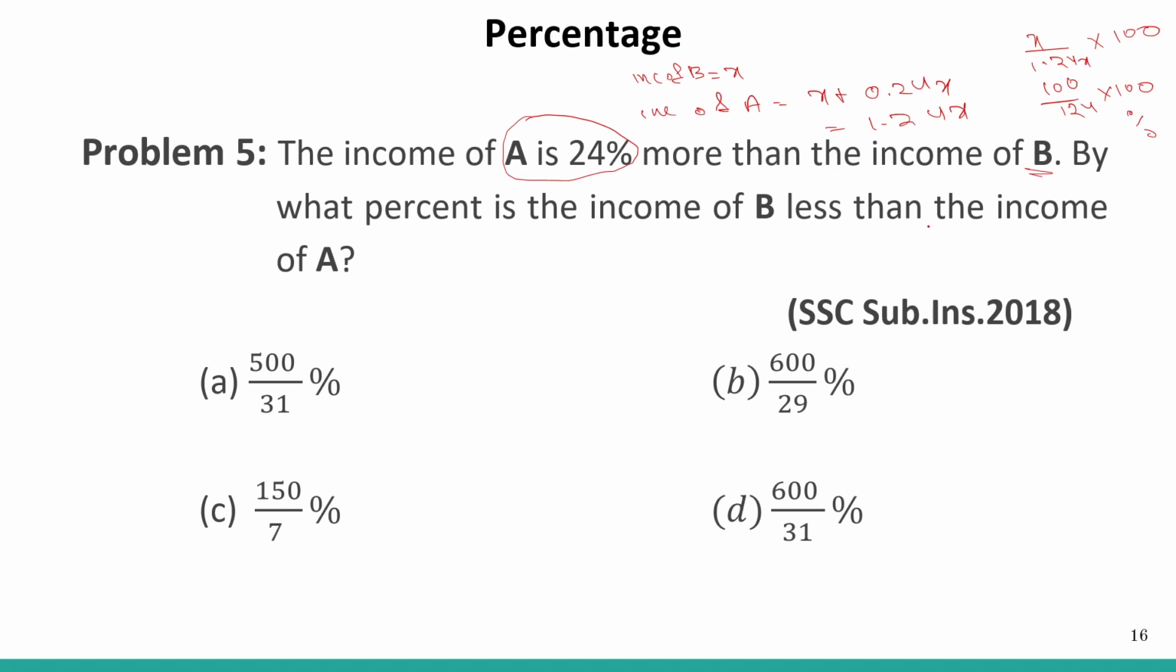The income of B is less than the income of A by this much. So it will be equal to 100 into 100 whole by 124. Simplifying, this is 2500 by 31. This much amount less. So 2500 by 31.